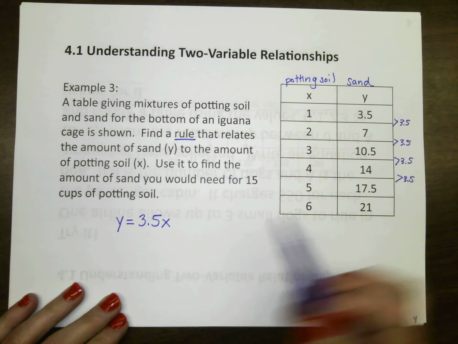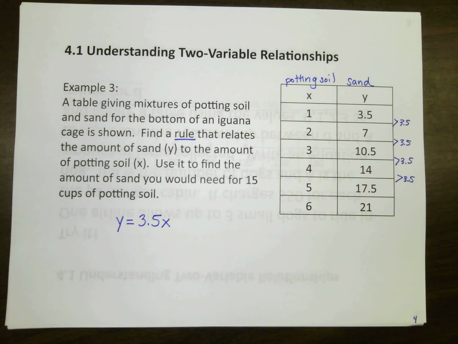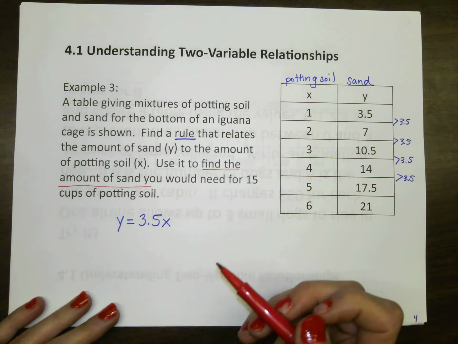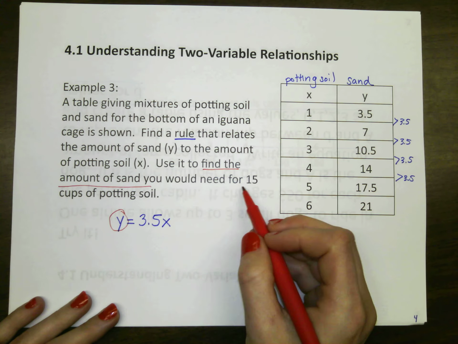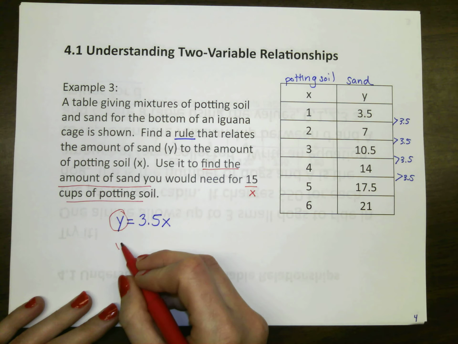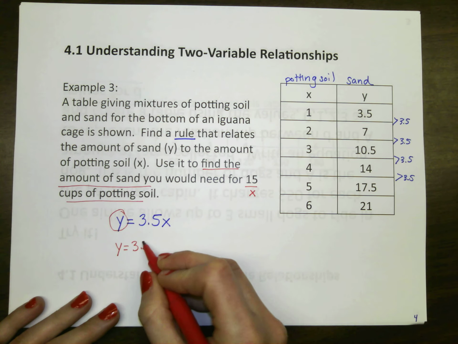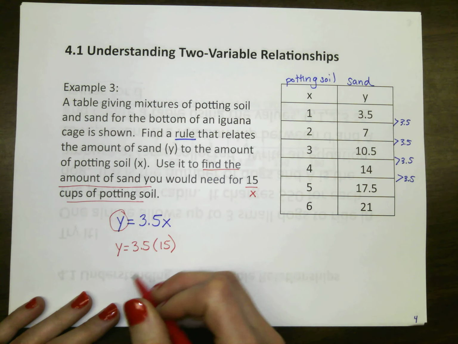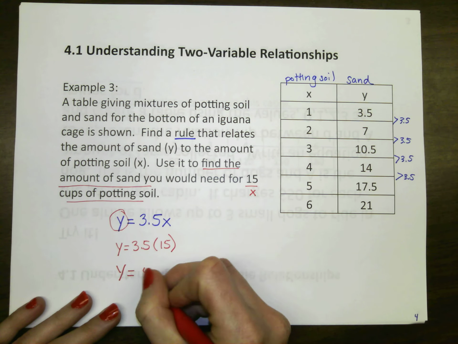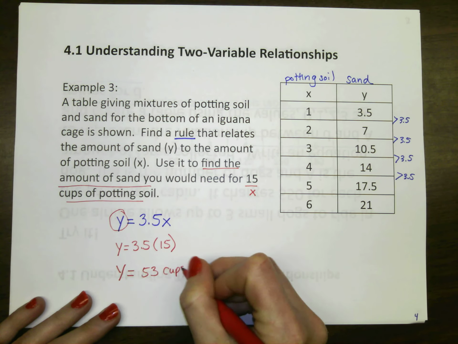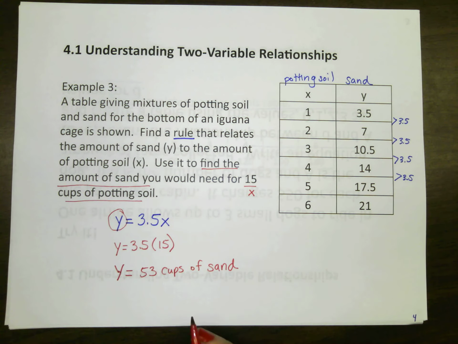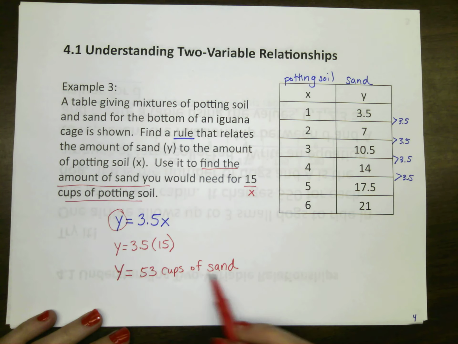Now the second part of this is asking me to find the amount of sand, which is my Y, if we had 15 cups of potting soil, which is the X. So now I can plug in Y equals 3.5 times 15 to solve, and you get about 53 cups of sand. Because it's a word problem, you want to make sure that you actually label what it is you found.